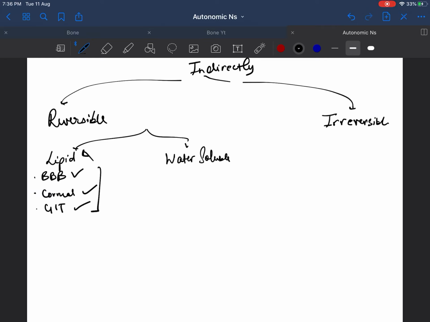But if you have a water soluble drug, it won't be able to cross all these areas, and it will basically act where its peripheral action will be better than its central action, like in the blood-brain barrier. So what are the lipid soluble drugs that we have in the market? We have physostigmine.